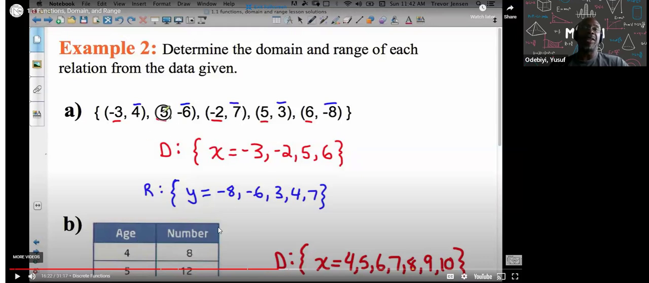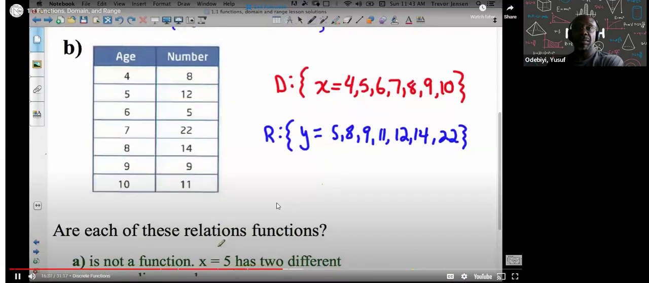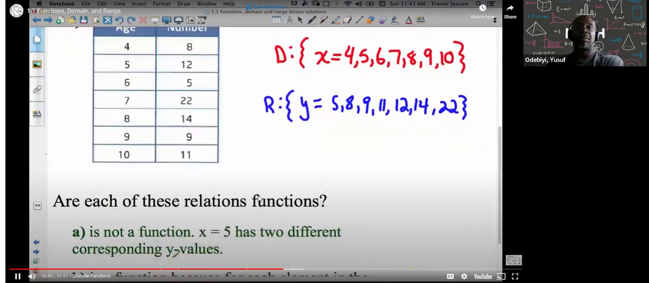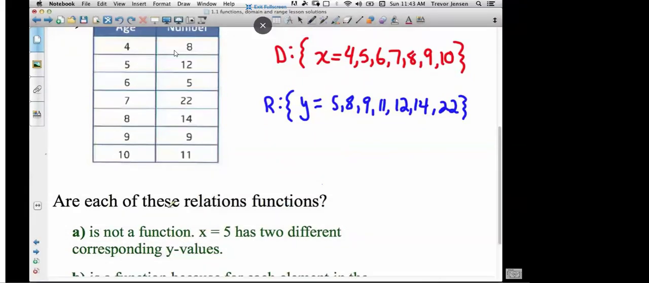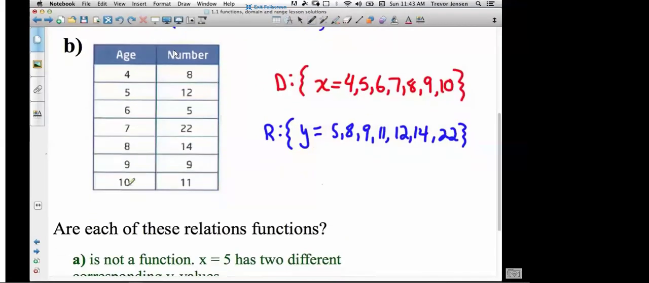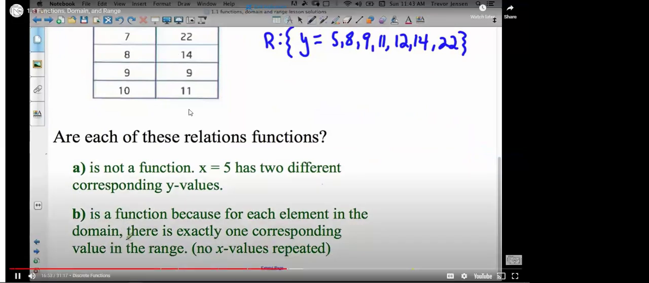For b, it is a function, I believe. Let's see. I believe it is a function because there's no repeating. At x equals 5 there are two different corresponding y values, so part A is not a function. But if we look at part B, there are no x values that are repeated. Part B is a function because for each element in the domain, there's exactly one corresponding value in the range. So for each x value, there's only one corresponding y value.